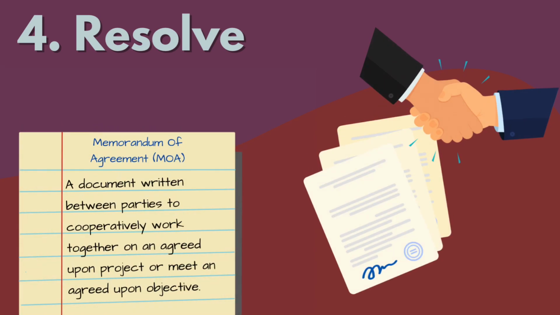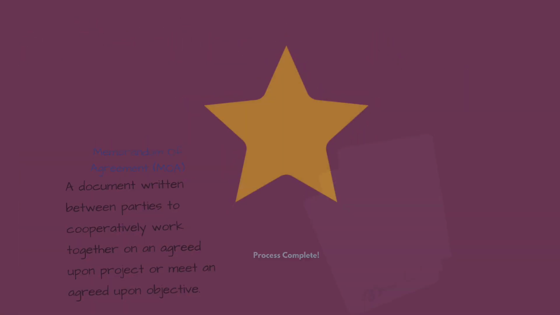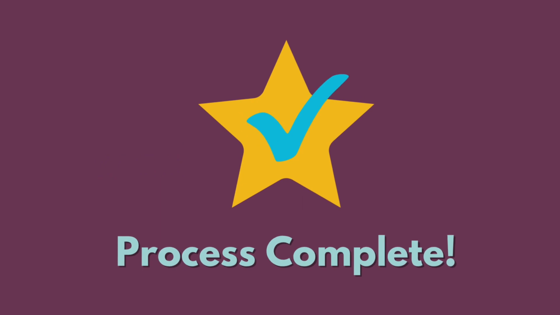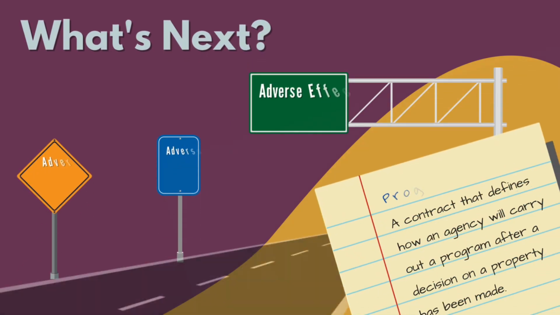The last step in this process is to resolve. This is when a legally binding resolution, like a memorandum of agreement, is reached on how to carry out the project now that adverse effects have been identified. At this point, the consulting parties and public are still involved. Reach an agreement? You have completed the Section 106 process. Nice job!